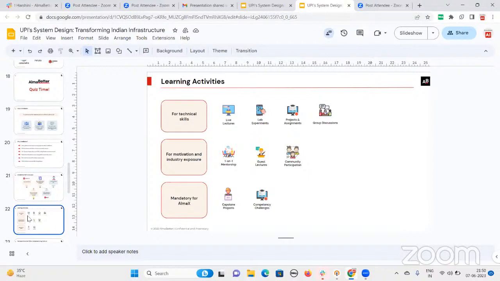Now, what is actually the eligibility or the mandatory factor for AlmaX? Basically two things we need to focus on. Number one, completing your capstone projects with 75%, and completing the competency challenges with 75%.